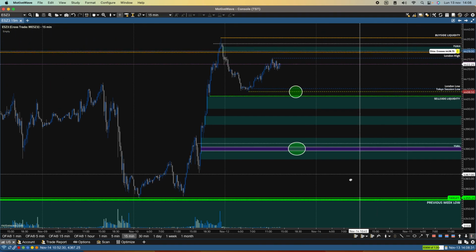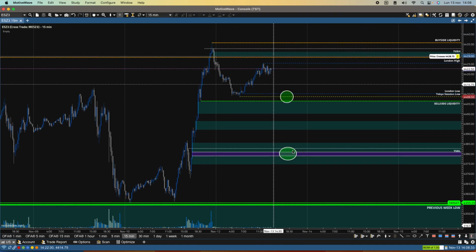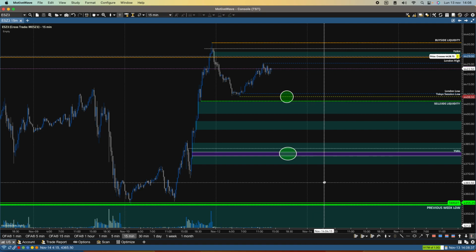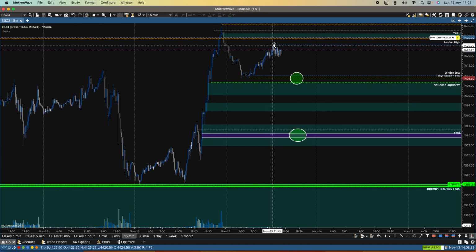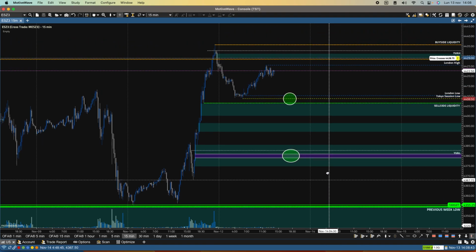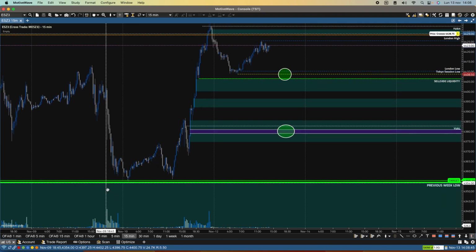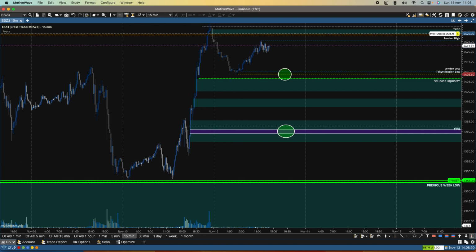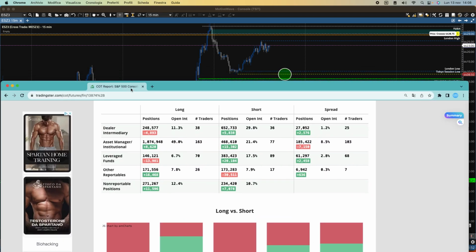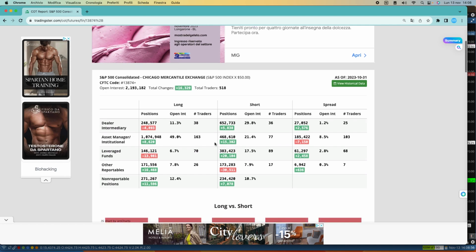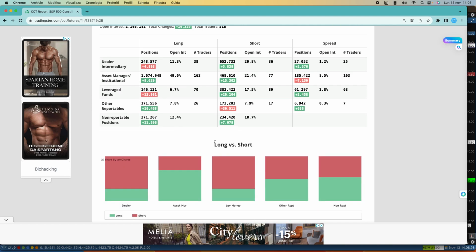This zone could not be reached during this week. To be honest, I don't think so, but could be. But I'm pretty much sure that this is all liquidity to grab. And to confirm this, I want to show you the COT report.